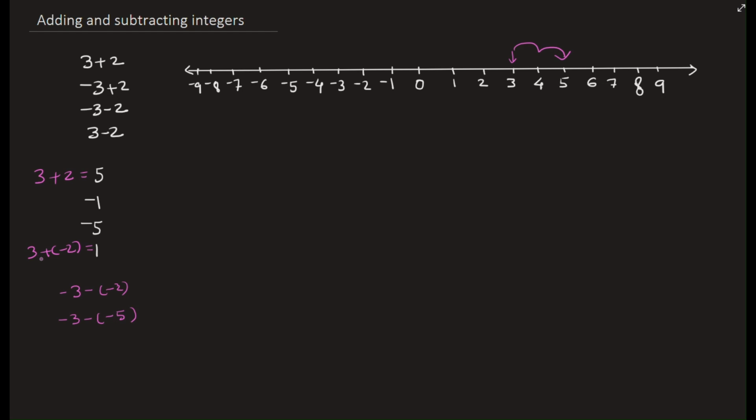So first let's locate 3. 3 is over here on the number line, 3 units to the right of 0, and I'm adding a negative integer, or I'm subtracting 2. I'm adding negative 2, or subtracting 2 from 3. So I move 2 units to the left of 3. 1, 2. So 3 plus negative 2 equals 1, or 3 minus 2 equals 1. Right?